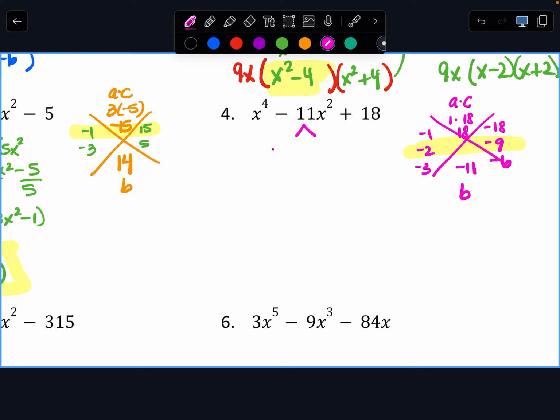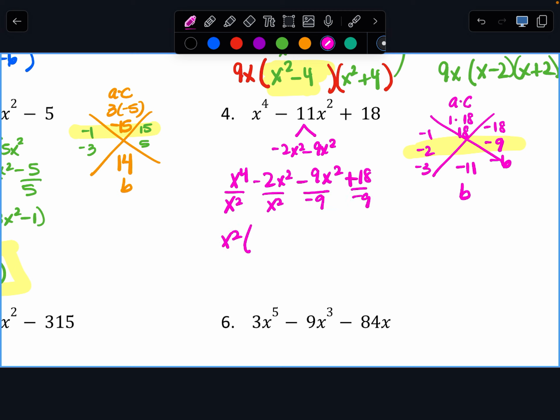So we're going to rewrite this as negative 2x squared, negative 9x squared. So I have x to the 4th minus 2x squared minus 9x squared plus 18. I can divide this by x squared. And I can divide this by negative 9. So I have x squared times x squared minus 2 minus 9 times x squared minus 2. So I have x squared minus 9, x squared minus 2.